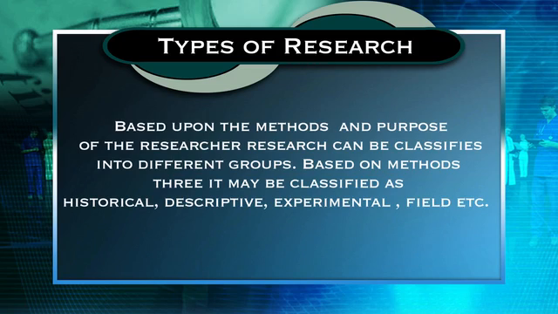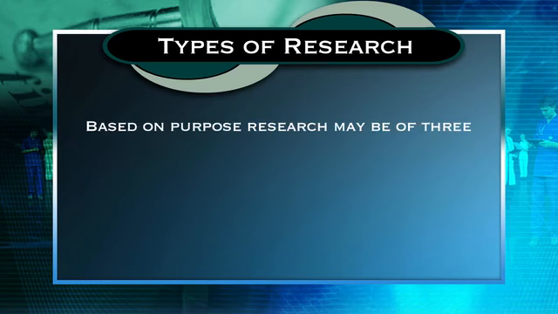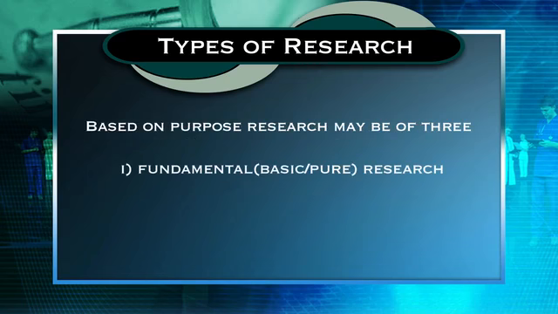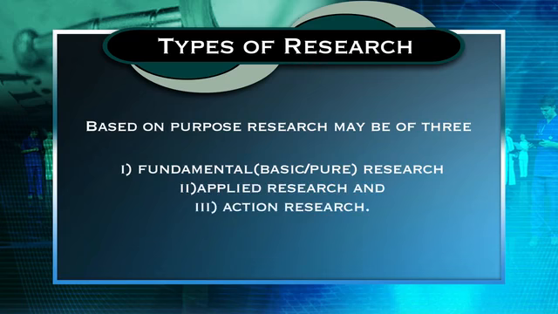Based on methods, many types of research may be there, such as historical research, descriptive research, experimental research, field research, and so on and so forth. But based on the purpose, research is of three types. That is fundamental research. Fundamental research is also termed as basic research and also pure research. On the other hand, there are applied research and action research. So, based on the purpose, research is of three types.